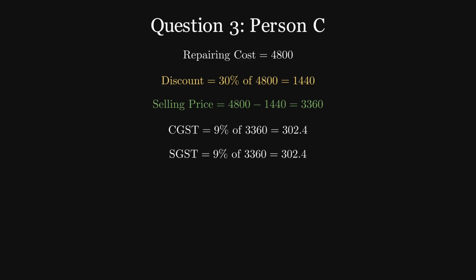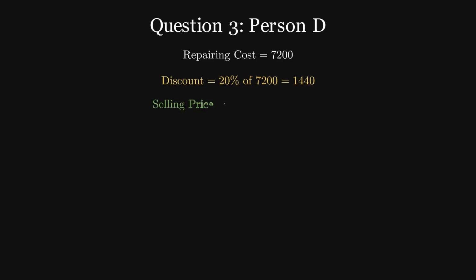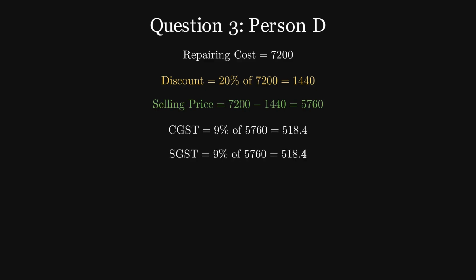For person D, repairing cost is rupees 7,200 and discount is 20%. Discount is rupees 1,440. Selling price is 7,200 minus 1,440, which is rupees 5,760. CGST is rupees 518.4. SGST is also rupees 518.4.